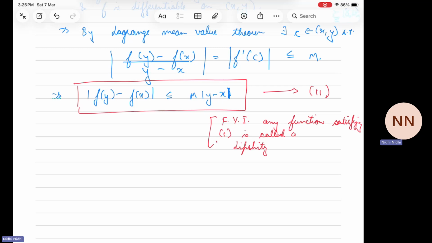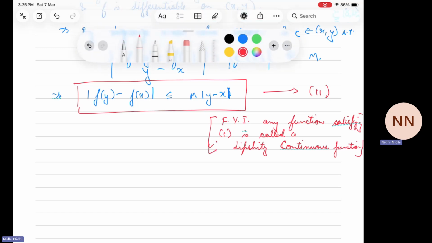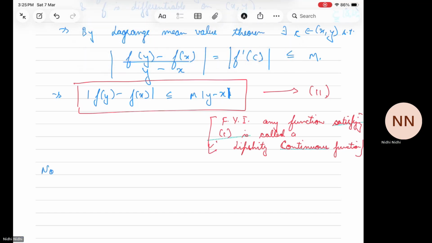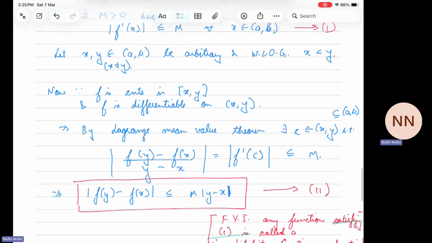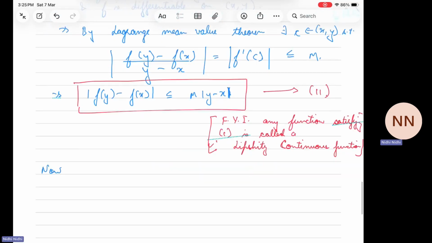A Lipschitz continuous function. And in fact, any Lipschitz continuous function is uniformly bounded, uniformly continuous. We'll see that also. So now, this is happening since we took arbitrary x and y in (a,b). This is happening for every x and y in the open interval (a,b).